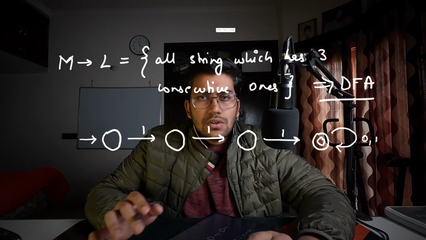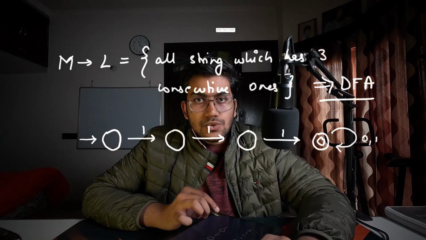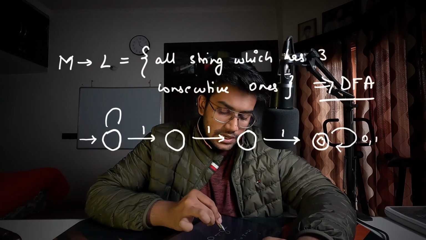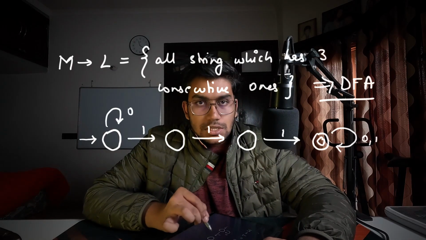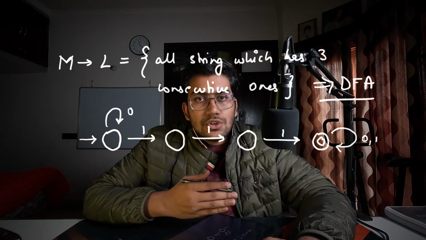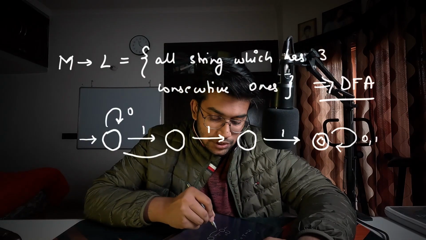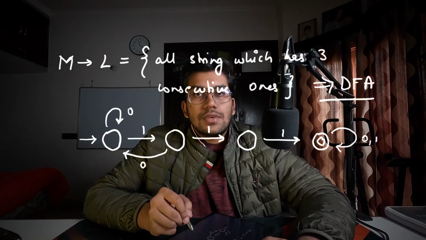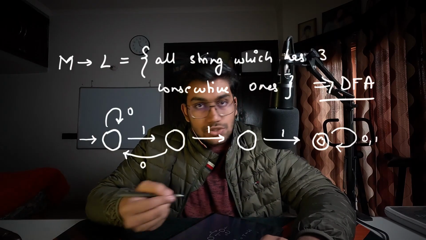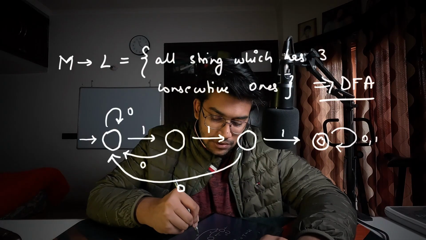Now, let's fill all the remaining transitions. So when you are at the start state and you just see a 0, what would you do? You would still stay in the same state. Let's say you see a single 1 and then you see a 0. In that case, your streak of 3 consecutive ones is broken, so you would go back to the initial state. Again, if you see 2 consecutive ones and then see a 0, your streak would be broken. So again, you would have to restart on 0.